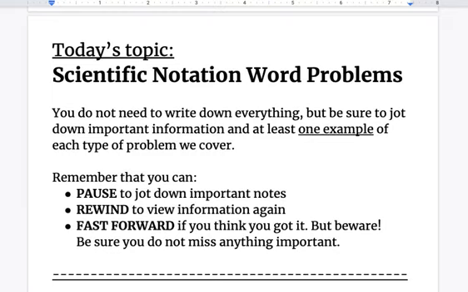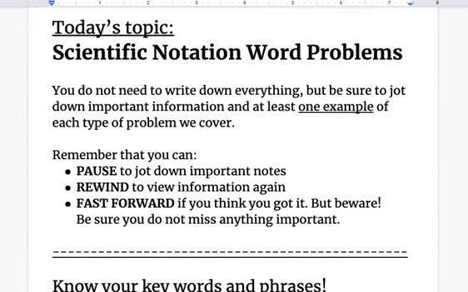As a reminder, you do not need to write down everything, but be sure to jot down important information and at least one example of each type of problem that we cover. Remember that you can pause the video to jot down important notes, rewind to view information again, and fast forward if you think you got it. Just be careful and make sure you don't fast forward too much that you miss out on something important.